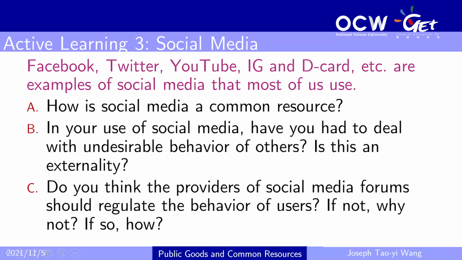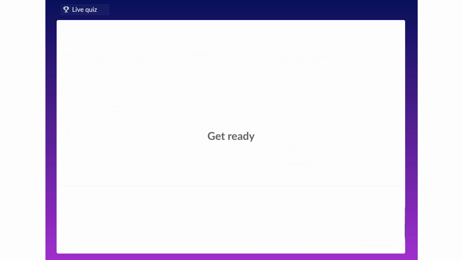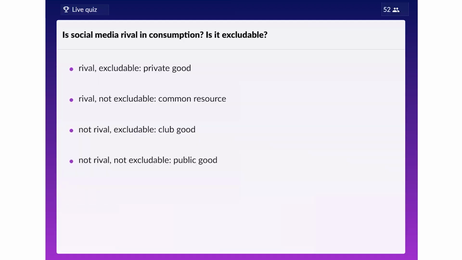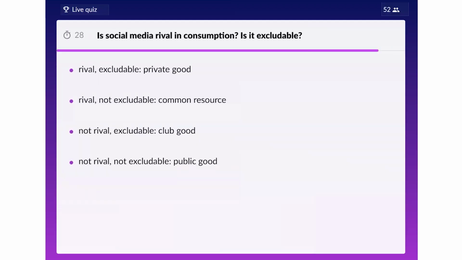And then, do you think that social media providers should try to regulate user behavior? Maybe your idea is that we shouldn't regulate. That could be an answer. But you could also say, oh, yeah, we should regulate. But then the question is, how should we regulate social media behavior? All right, so let's go to this question. Is social media rival in consumption? And is it excludable? Remember last time we talked about different types of goods based on whether it's rival or not, excludable or not. So which one is social media?